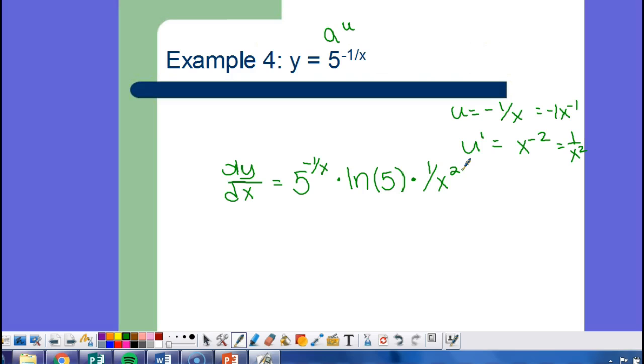Why would you calculate that? Because that's the rule. The derivative rule for a to the u is that its derivative is the original times the natural log of a times u prime. So that's your formula. And if you wanted, you could actually drop that down too.